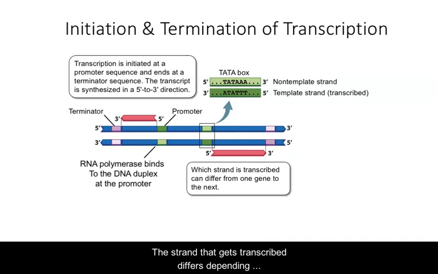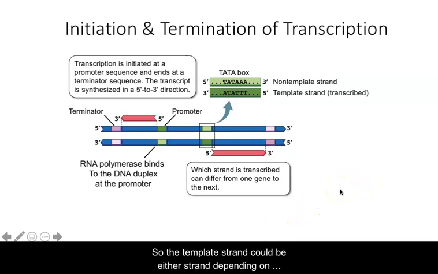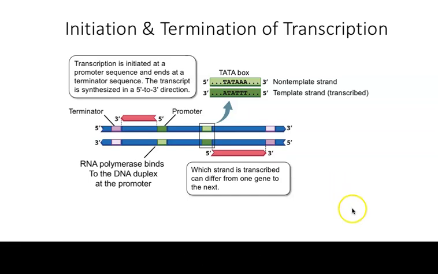The strand that gets transcribed differs depending on which gene is being transcribed. So the template strand could be either strand depending on which gene is being transcribed at the time. An RNA polymerase will move along the template strand in the 3' to 5' direction because remember it builds in the 5' to 3' direction. And transcription will continue until the RNA polymerase encounters a terminator sequence.